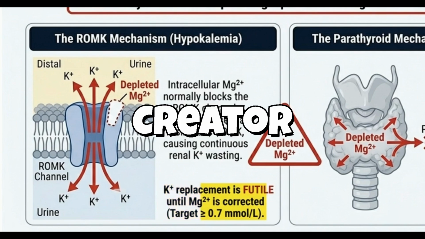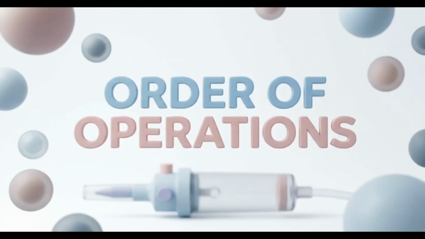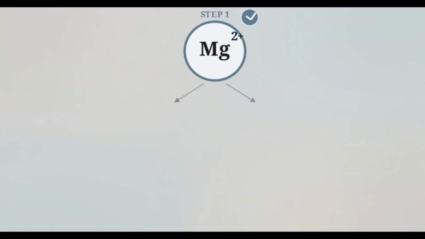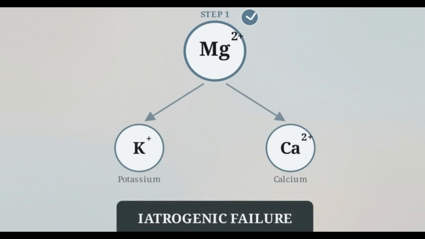On the right, hypomagnesemia suppresses parathyroid hormone, causing target organ resistance. Calcium correction remains incomplete without concurrent magnesium repletion. The ultimate clinical directive for the perioperative physician is strict hierarchy. You must always check, verify, and replete magnesium stores prior to, or concurrently with, treating potassium and calcium derangements to prevent iatrogenic failure.